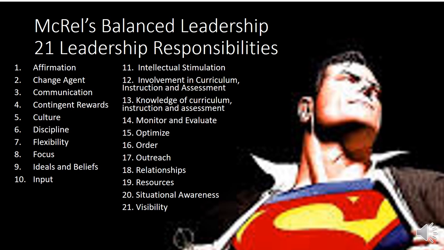So if you look at these, you may see some of these words are very familiar with what you see in the standards and the domains and the competencies. I see communication, culture, focus, knowledge of curriculum and instruction and assessment, monitor and evaluate, relationships, resources, visibility. So you're starting to take these words. So now you have 3 sets of terms and words you can use to kind of guide you a little bit.